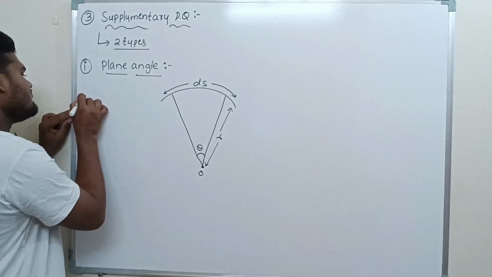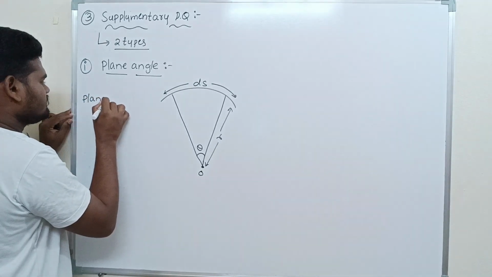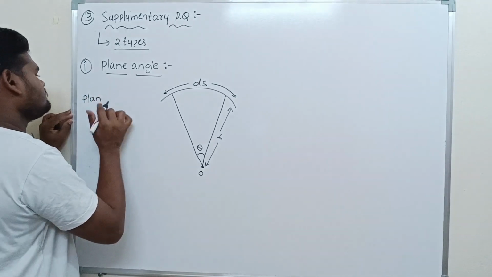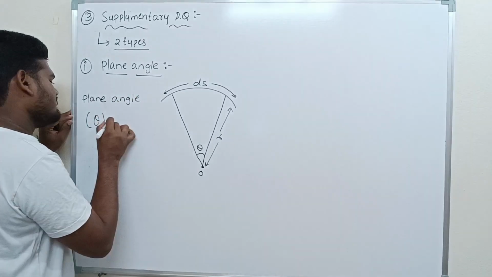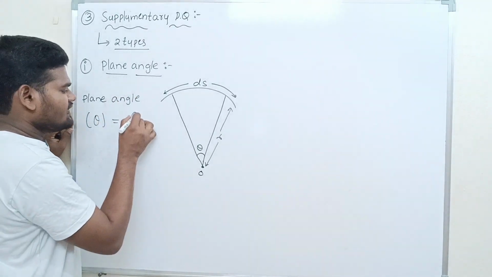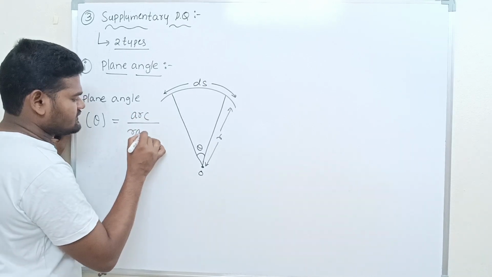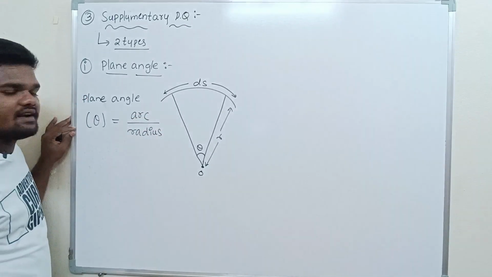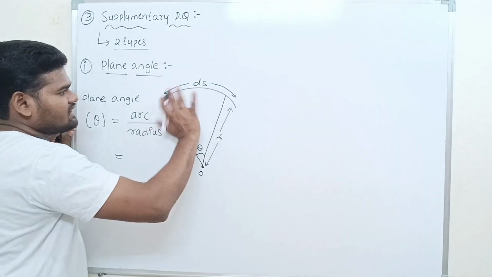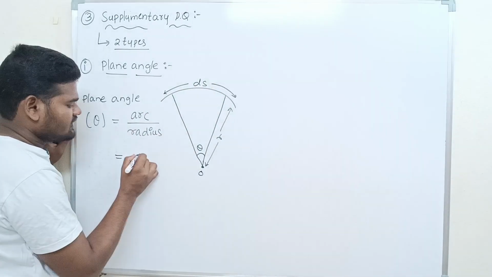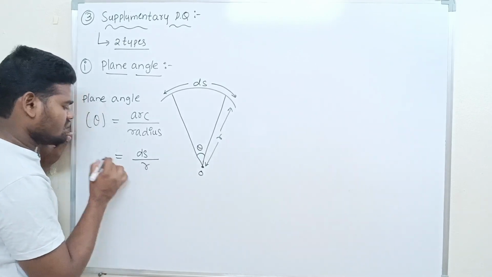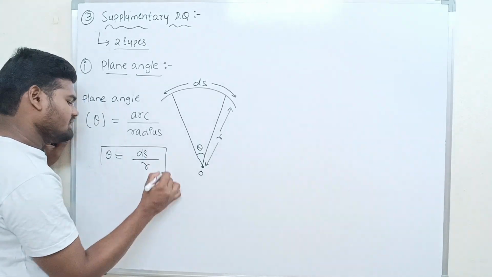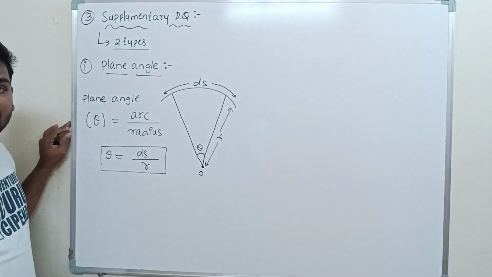Now the plane angle theta is equal to, we can write, arc upon radius. What is the arc? Arc is nothing but this one, that is ds, divided by the radius. What is the radius? r. So angle theta is equal to ds by r, arc upon radius.